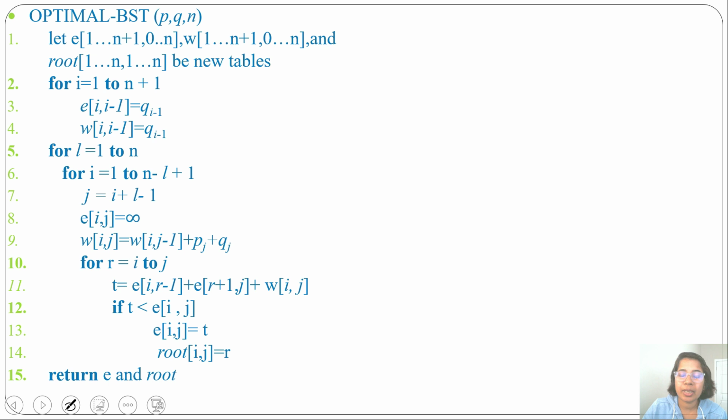From the E table we can find the expected search cost. From root we can create the binary search tree. The W table is just used to find other table values. And here the running time will be theta of n cubed due to these three nested for loops.